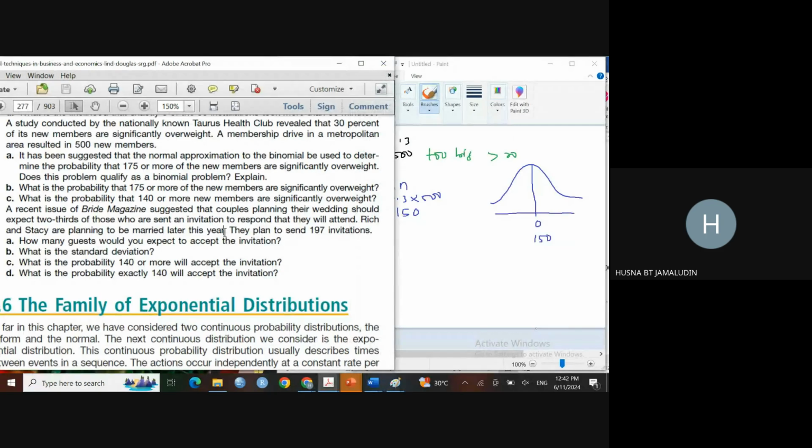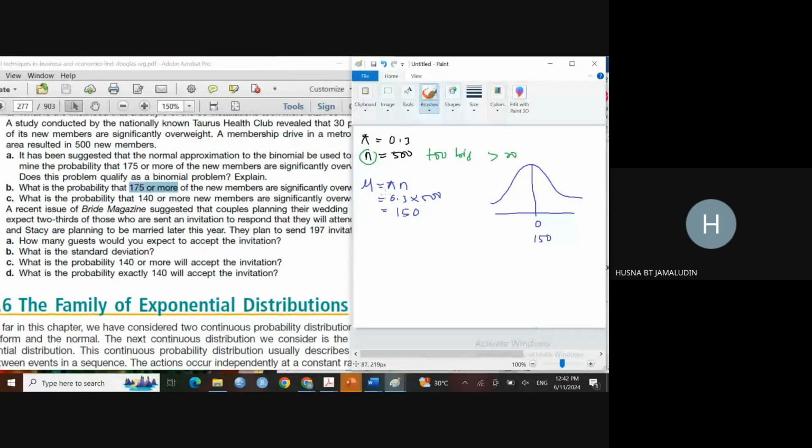What's next? What is the question just now? What is the probability of 175 or more? Let me write down the question: probability of x equals 175 or more. You don't really have to worry about the statistical way of writing it. Where is 175? Because the middle is 150, it's very important to draw the middle line. So 175 is somewhere here or more. You want to find this area, but before finding this green area, you have to find this value first.